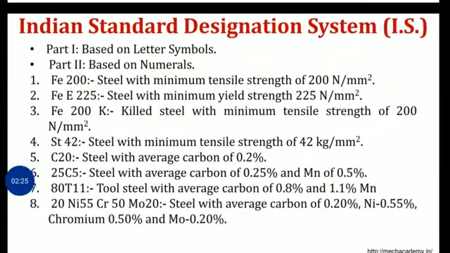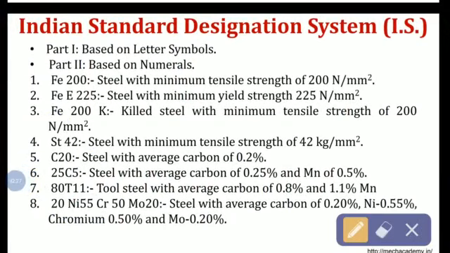The first system is the Indian Standard Designation System. It is also called IS, Indian Standard Designation System, ISI. It was adopted by the Indian Standards Institution in 1961. So it is the standard code for designation of steel, correct?